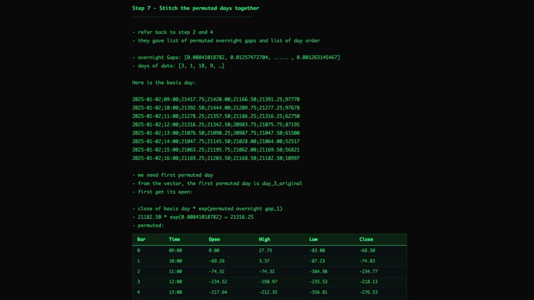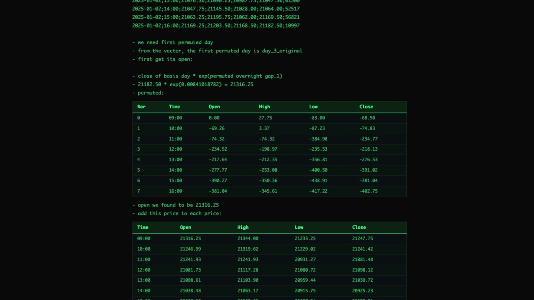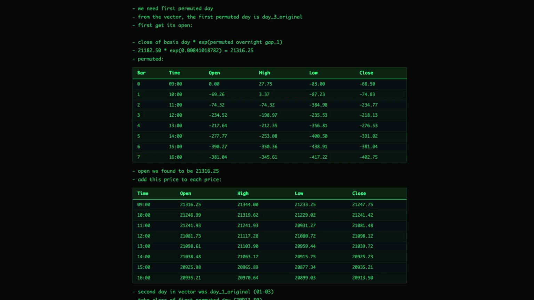If you remember, we have two vectors. Here is the basis day. Now we need to figure out what the first permuted day looks like. We have the prices all relative to the day's open, but we don't yet have that open number. To get it, we use this formula: close of basis day multiplied by the exponential of the first overnight gap. That gives 21,316.25.